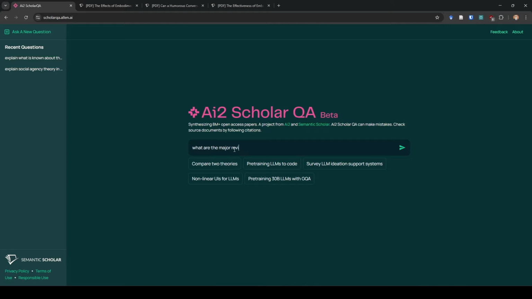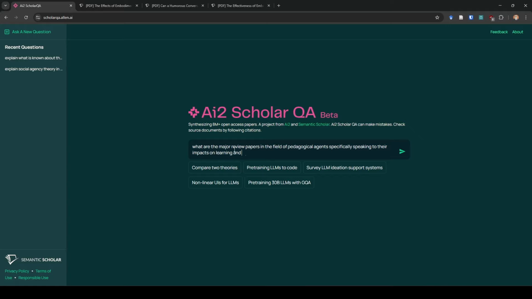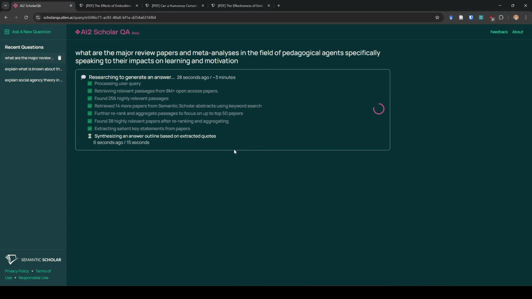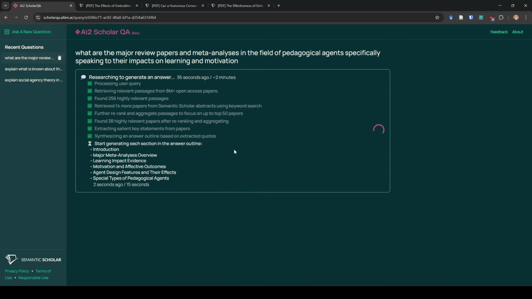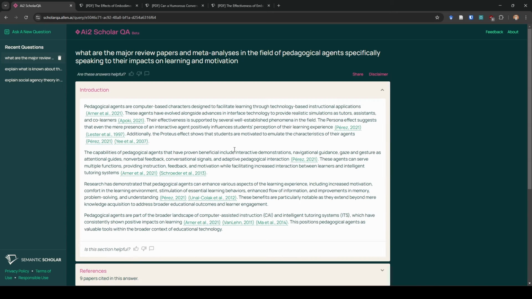What are the major review papers in the field of pedagogical agents, specifically speaking to their impacts on learning and motivation? This is the main thing that I want to know. Can it identify major review papers and meta-analyses that I know about and am confident about from 15 years of working in this field? Will it highlight the things that I also feel are really important? Let's see what it comes up with. It should be done in just a minute or so, if all goes well. I can't believe I never thought to just ask it this question.